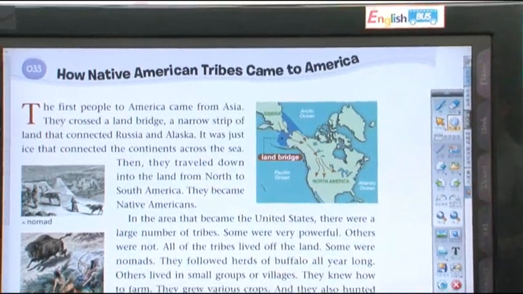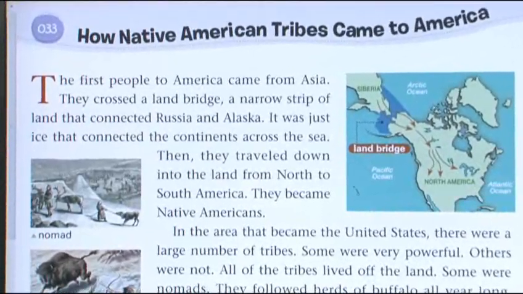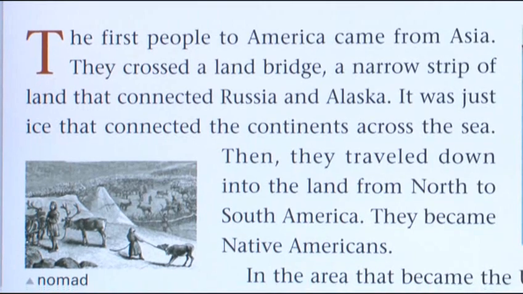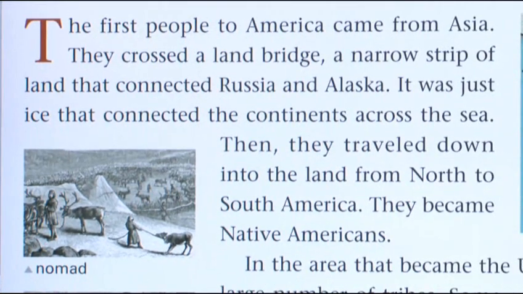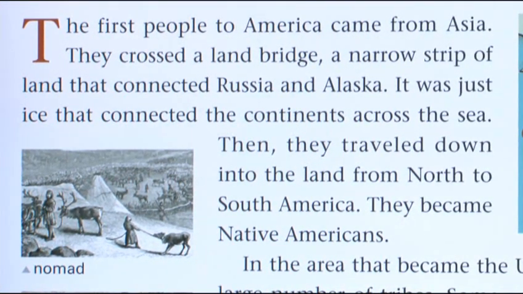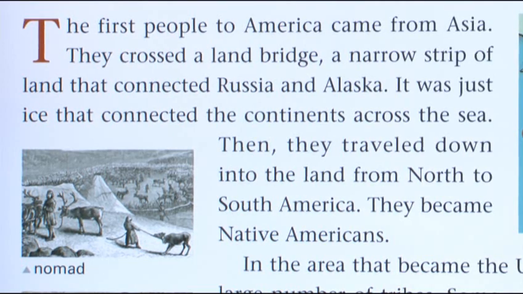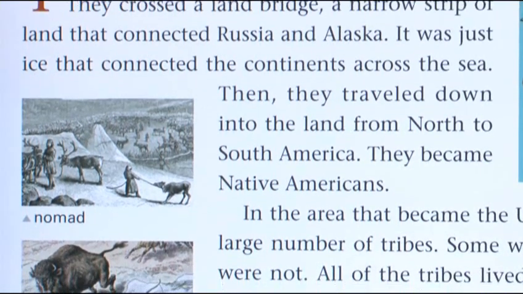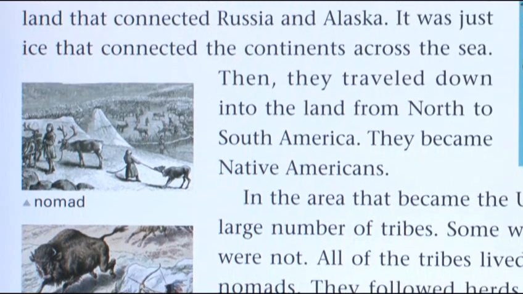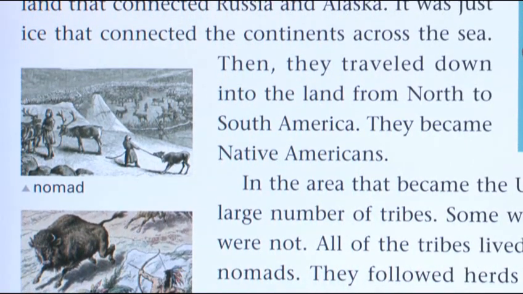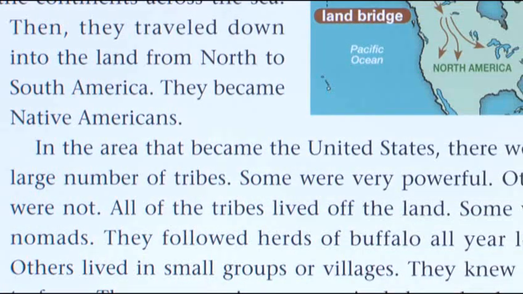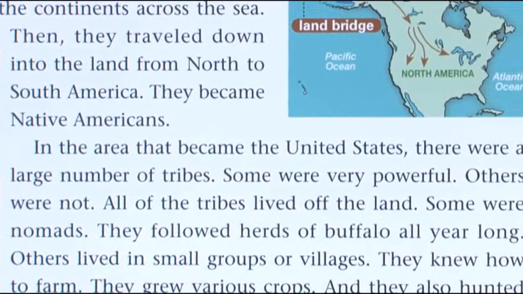Are you ready? The first people to America came from Asia. They crossed a land bridge, a narrow strip of land that connected Russia and Alaska. It was just ice that connected the continents across the sea. Then they traveled down into the land from North to South America. They became Native Americans.